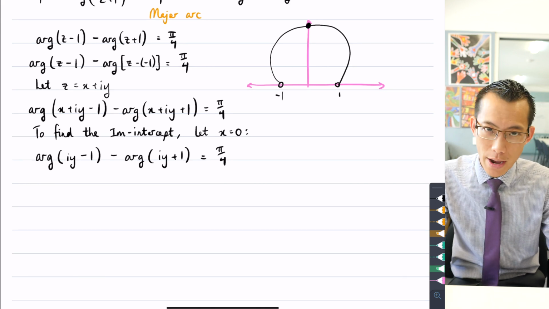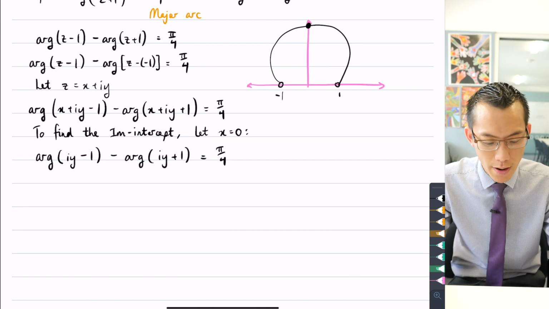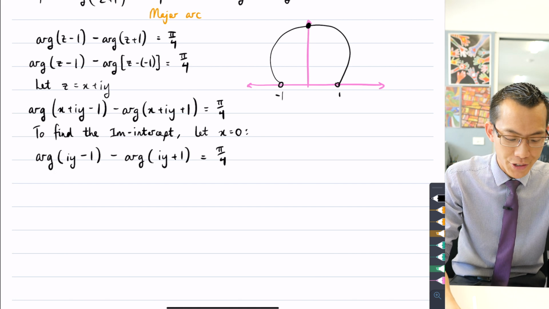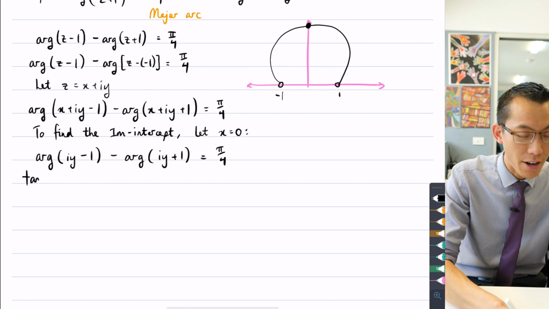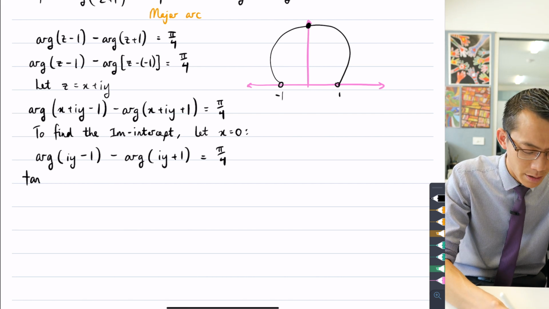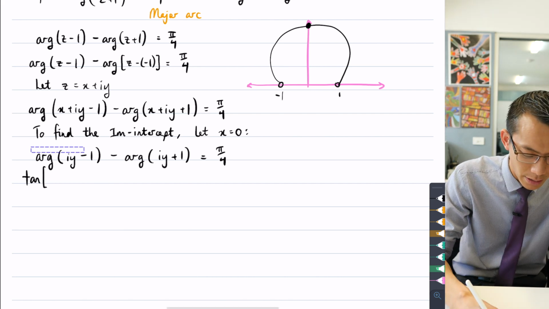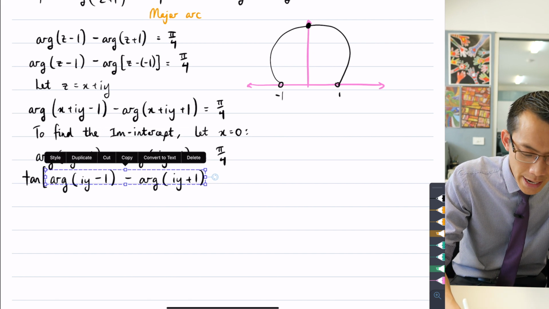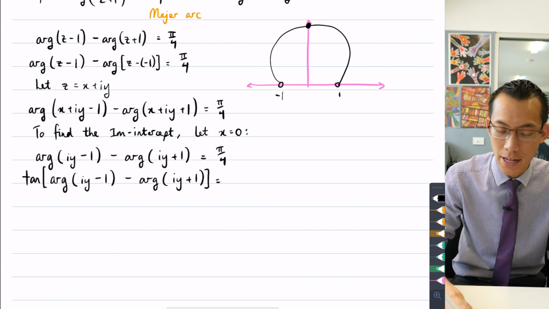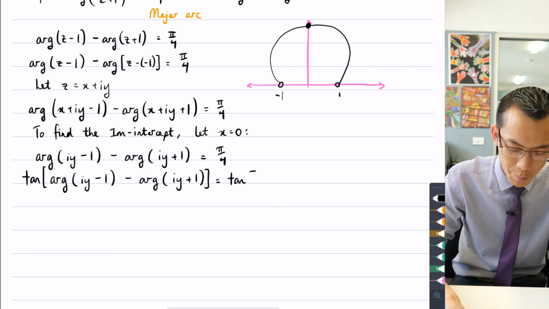Now, there's a bunch of ways you could solve this, but I think what you'll find is most useful is to actually take tan of both sides. Now, that may seem rather counterintuitive to you. You're like, where did this come from? Well, I'm going to show you in a second why this is a useful thing. But first, let's just write down the line. Tan of all of that stuff on the left-hand side equals tan of pi on 4.